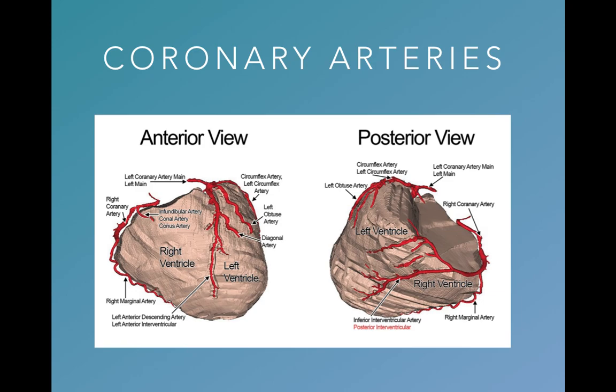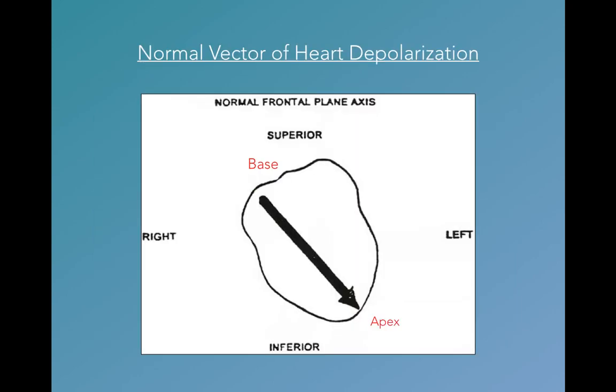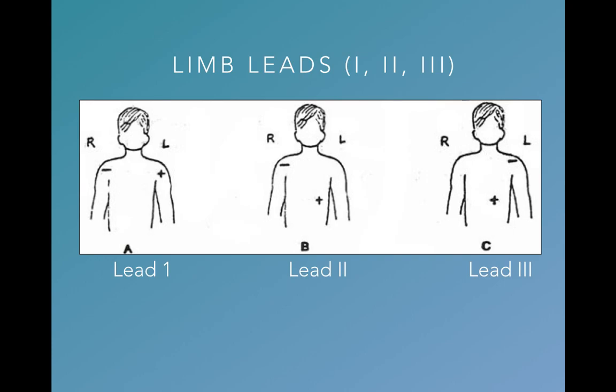And that runs to the apex of the heart. Okay, so let's talk about physics for just a second. If you look at the simplified picture of the heart, and I labeled where the base and the apex is, the normal vector of depolarization is inferior and to the left. So when you sum up all the different magnitudes of electrical conduction, you get the arrow pointing down inferiorly and to the left. So keep that in mind as we go through each one of these leads.